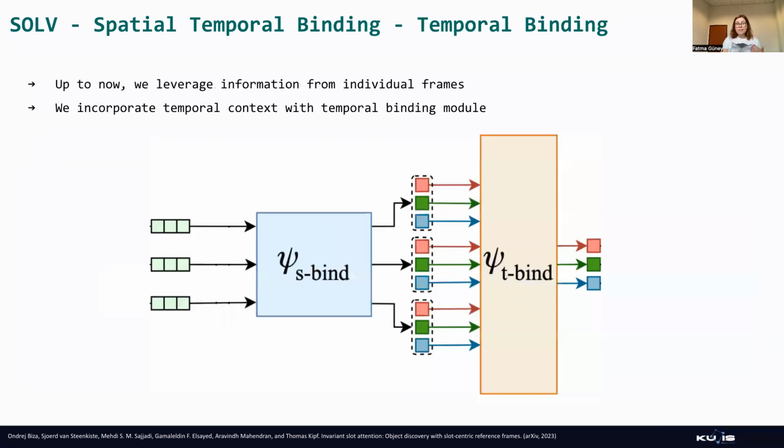Then we relate slots across time in the temporal binding module. What we do is we apply temporal attention to the slots with the same index across different time frames. Each slot learns about its future and past in the temporal window. This way, we can learn temporal representations of objects.